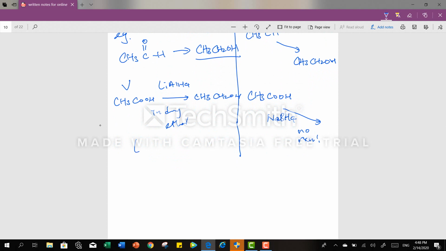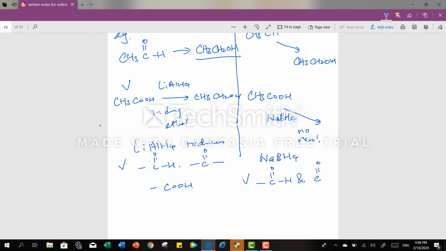That is, the LiBH4 and LiAlH4 can help you to reduce the aldehyde, the ketone, and the carboxylic acid. But NaBH4 can only be used to reduce aldehyde and ketone. It doesn't react with carboxylic acid. Are you okay with this?